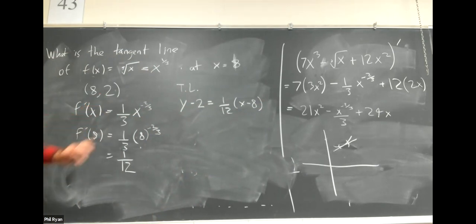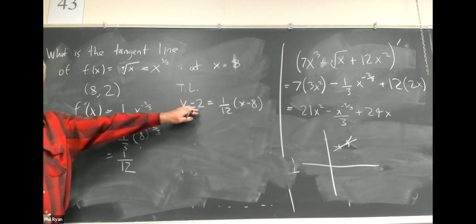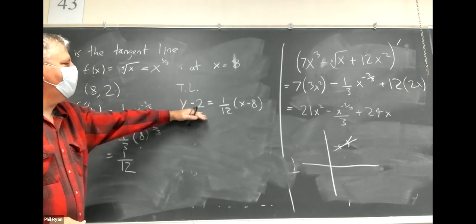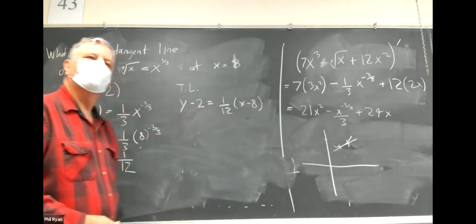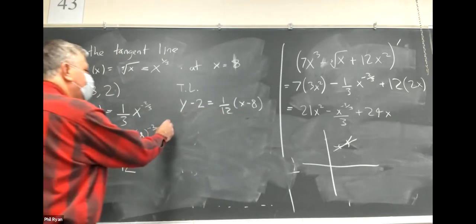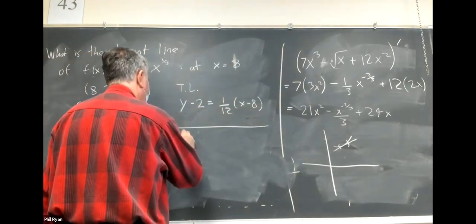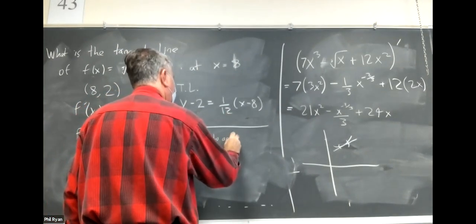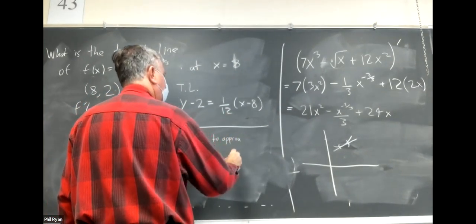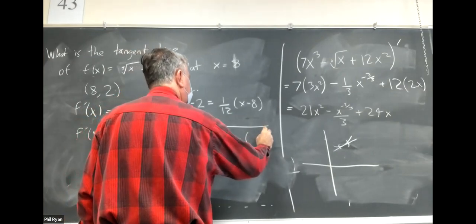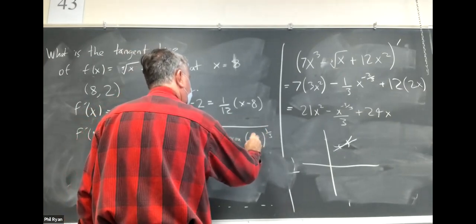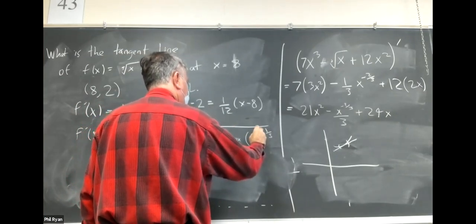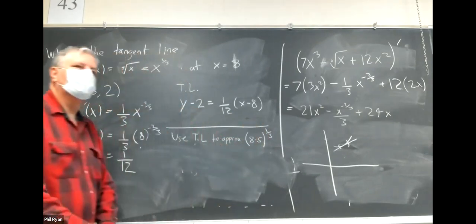I'm not going to go any further because I don't want to confuse you too much about the tangent line. So that's good, because this is delta y, this is delta x. Okay, so let's use the tangent line to approximate the cube root of 8 and 8.5, for example.